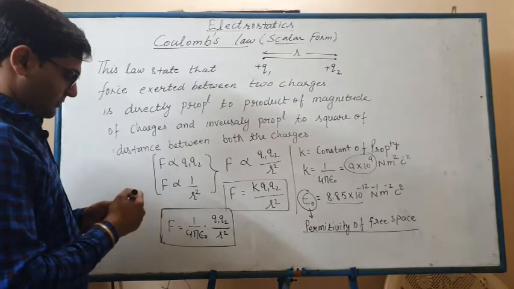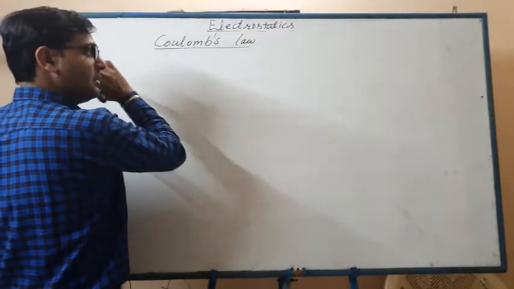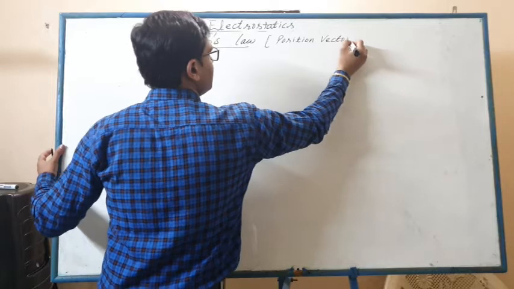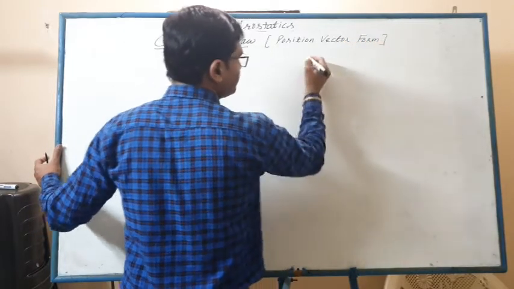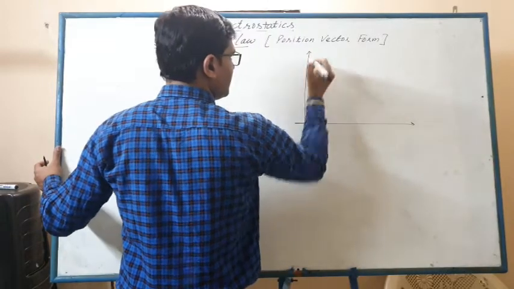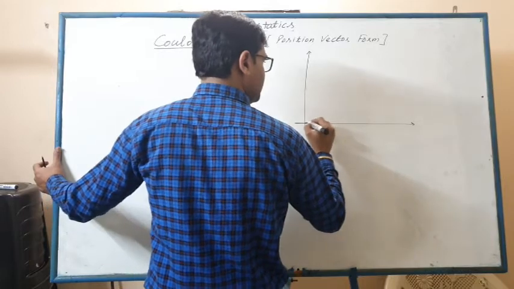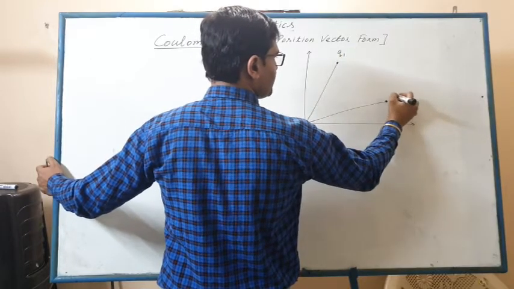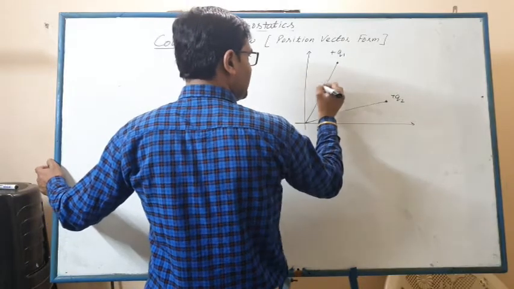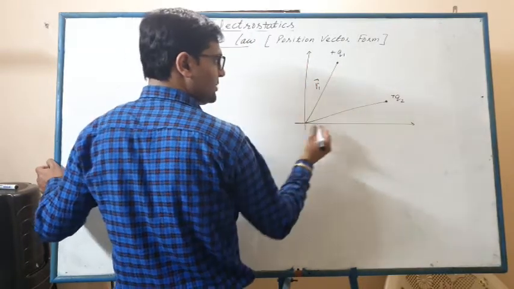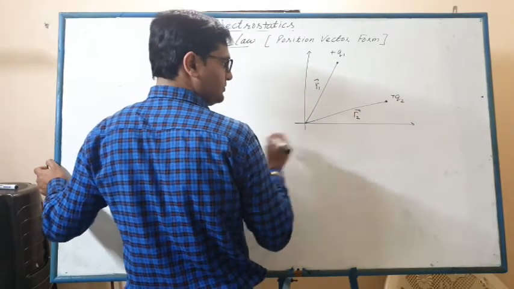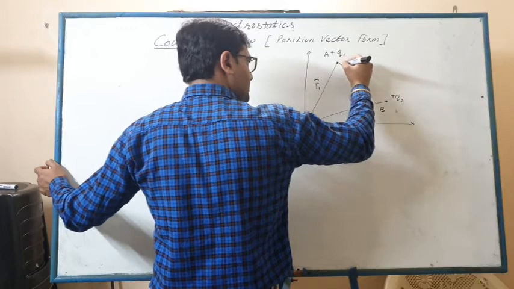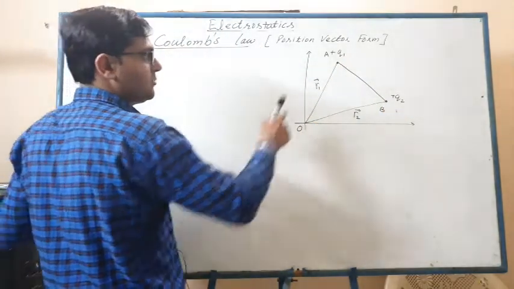So we have another form, that is position vector form. For this we have to make one diagram. Let we have two charges at this point and this point. This is Q1, this is Q2, both are of same nature, positive. Let R1 be the position vector of Q1 and R2 be the position vector of Q2. And this be the displacement vector between these two points, R.